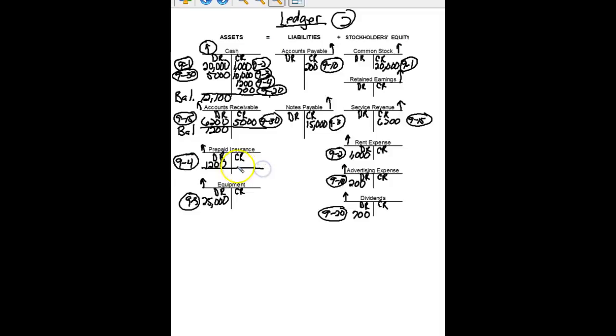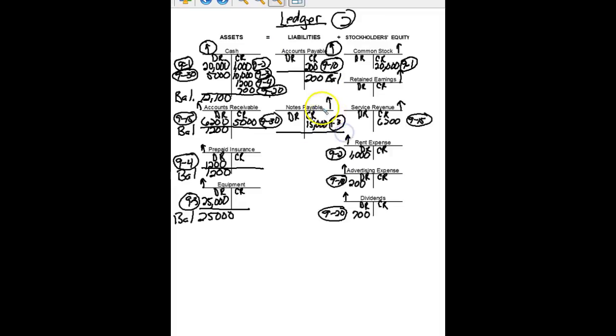Prepaid insurance, I can do the same thing. There aren't any credits, so really 1,200 minus 0 is a balance of 1,200. And then lastly, equipment, the same thing. 12,000 minus 0 gives me a balance of $12,000. Now, when we go over to the other side, credits are the positives this time. So for accounts payable, I'll draw my line. 200 is a positive number. There's nothing on the negative side. So the balance for accounts payable is $200.